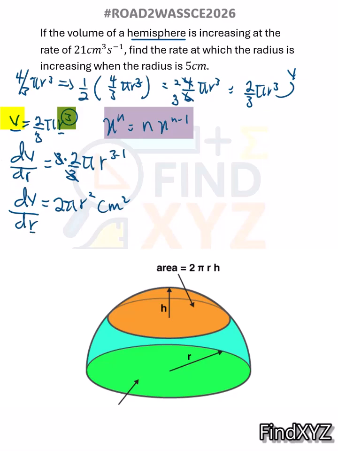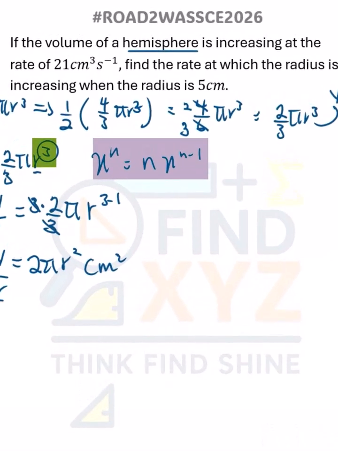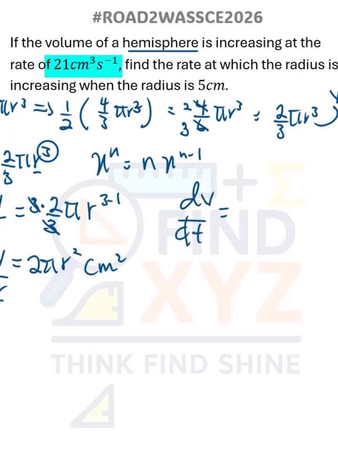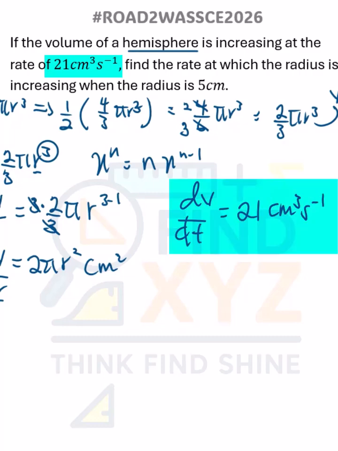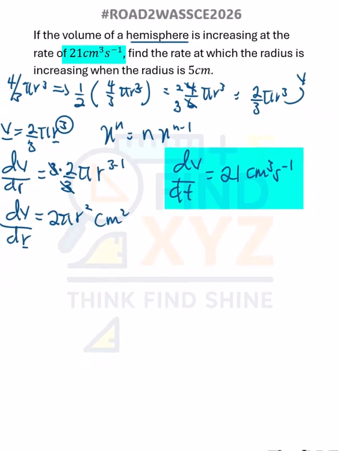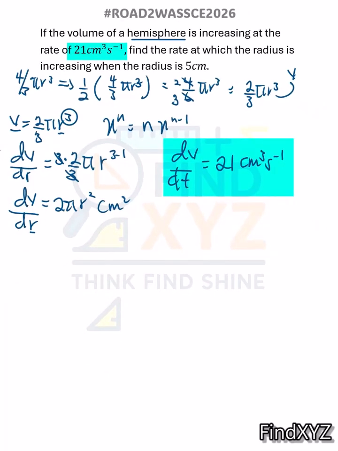But we were given another thing in the question. We are given the rate at which the volume is changing with respect to time. So that is dV/dt. We are given the dV/dt as 21 centimeters cube per second. So it means that this is the rate at which the volume is increasing. In every second, it increases by 21 centimeters cube. And we will be tasked to find the rate at which the radius is increasing. So because if the volume is increasing, obviously, then the radius should also increase. But at what rate? That is dr/dt.